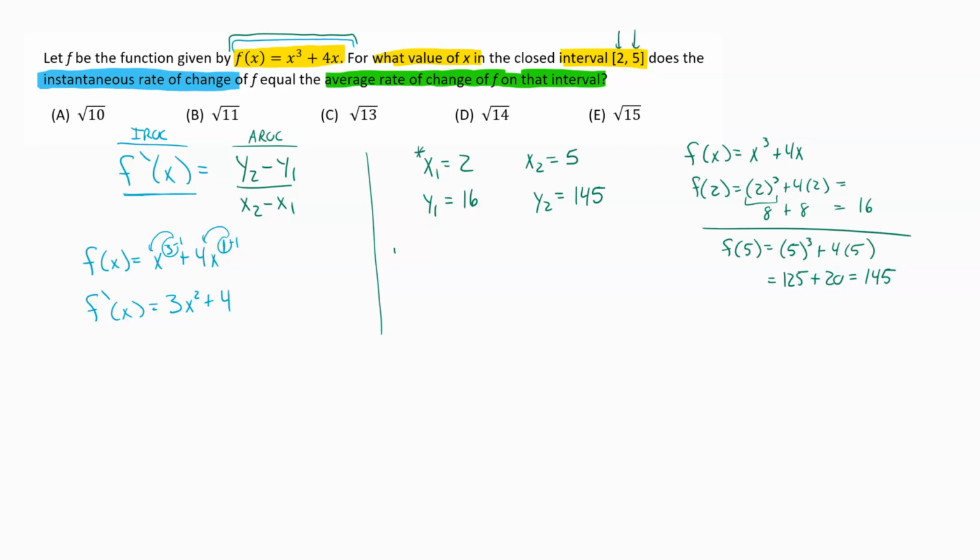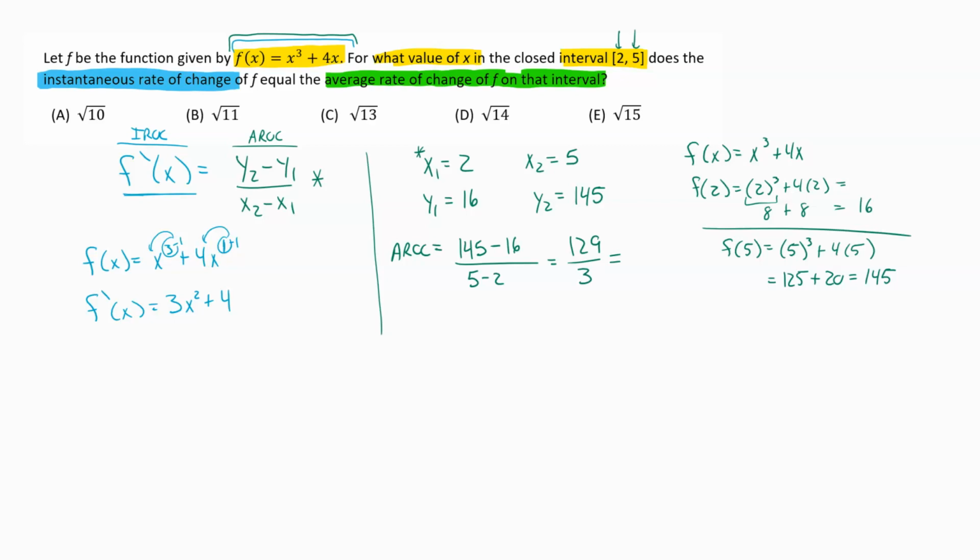And now to find our average rate of change, our AROC, we're going to go ahead and just pop it into our standard slope formula. So y2 minus y1 over x2 minus x1. So we get 145 minus 16 over 5 minus 2. So 145 minus 16 is going to get us 129. And then divided by 5 minus 2 is 3. And then we can go ahead and divide that.